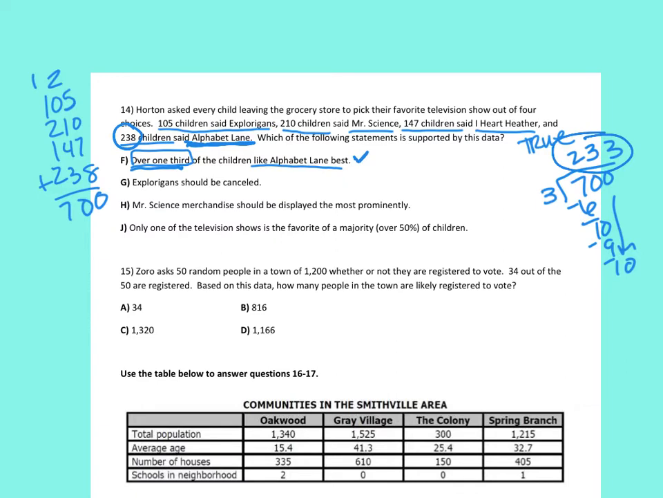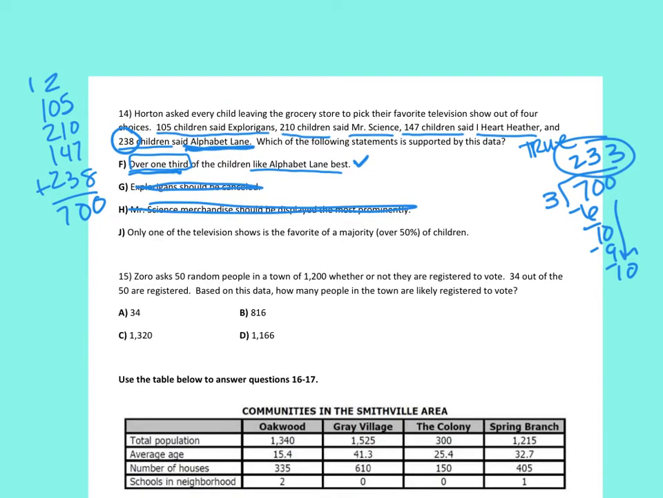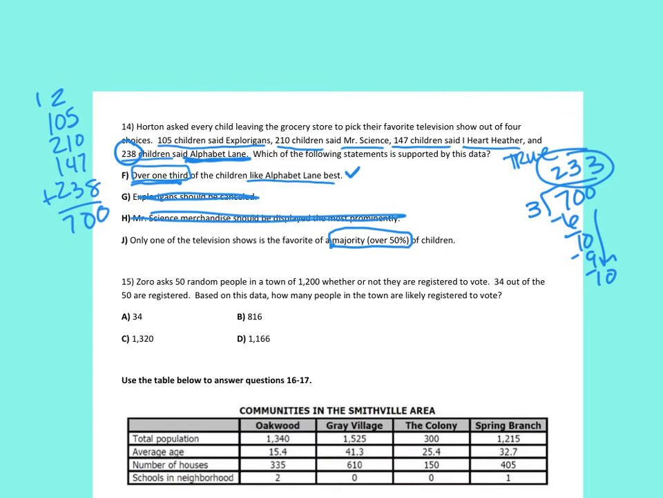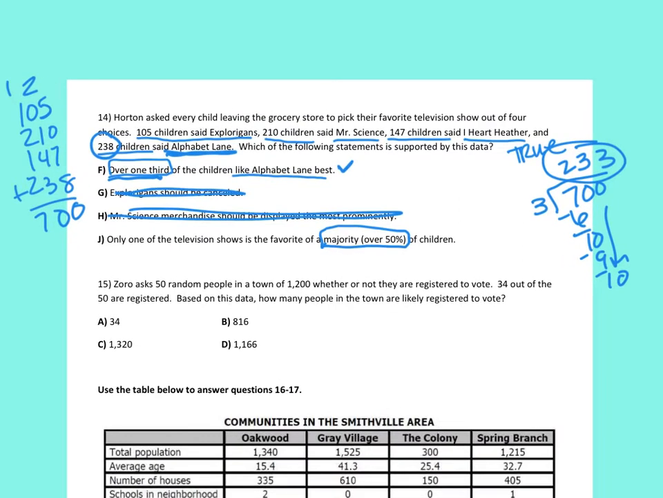G, Explorigans should be canceled. No, I don't know. H, Mr. Science merchandise should be displayed the most prominently. No, I have no idea why that would be the answer. J, only one of the television shows is the favorite of a majority, over 50% of children. It has to be F, I'm just saying. It's not going to be that one, because 50% of children would be 350. So none of them.